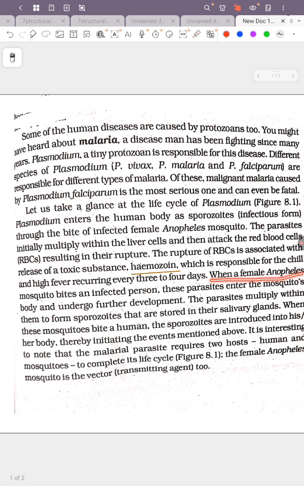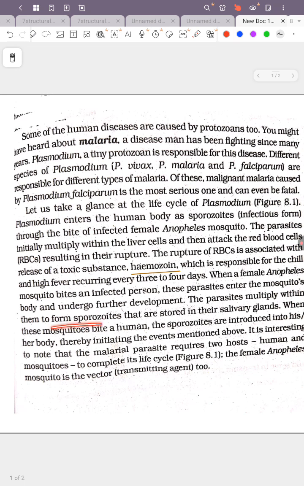When a female Anopheles mosquito bites an infected person, the parasite enters the mosquito. So now Plasmodium from the infected person enters the mosquito's body, because I told you in the beginning that the parasite completes its life cycle in man and mosquito. So from the infected man, the parasite goes to the mosquito when it bites, and further development occurs.